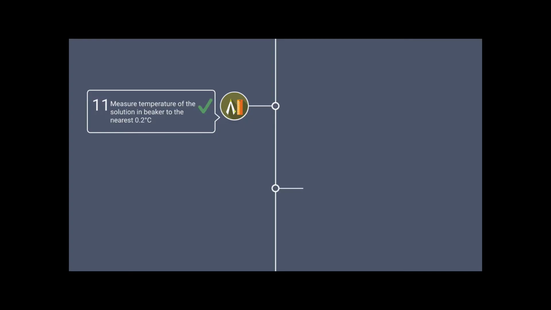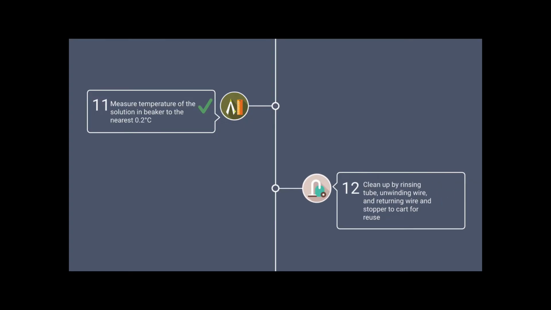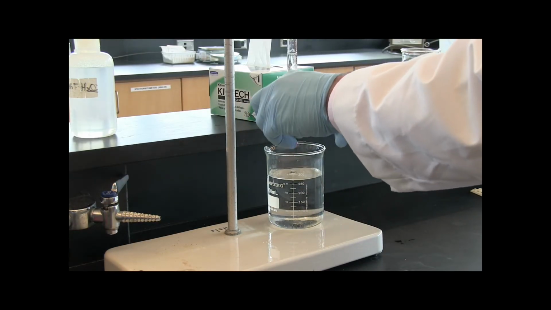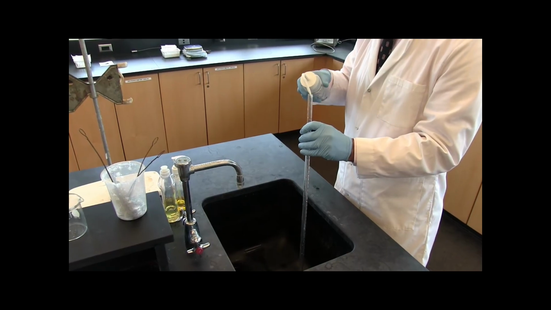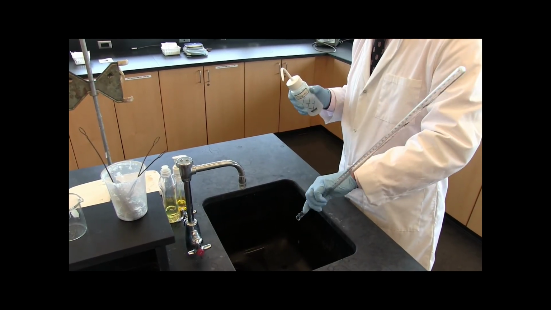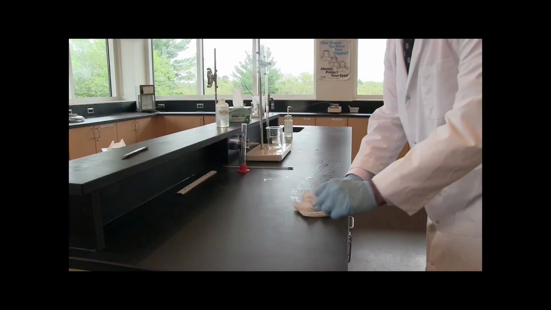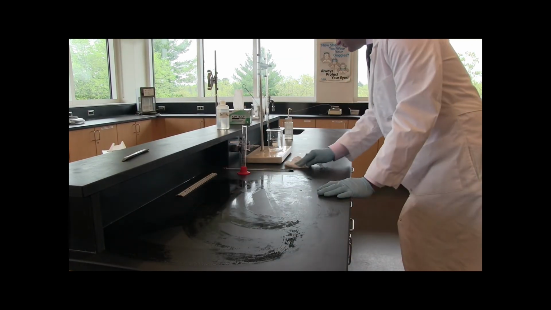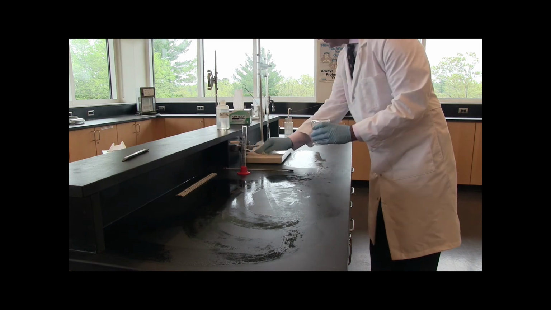At this point, you should have taken 4 readings. 1, the mass of the magnesium, 2, the volume of the H2 gas, 3, the height of the column, and 4, the temperature of the water. Once you know you have 4 measurements, unplug the stopper and rinse everything down the drain. Make sure you wipe down your station.